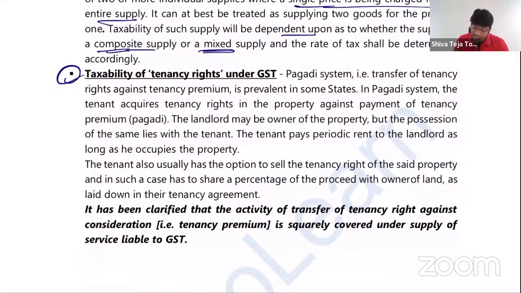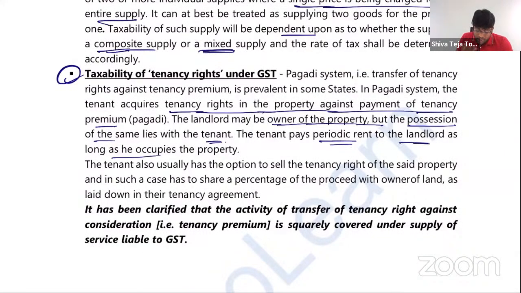Taxability of what rights? Tenancy rights. What is a tenancy right? A tenant acquires a tenancy right in the property against payment of a premium. The landlord may be the owner of the property, but the possession of the same lies with the tenant. The tenant will pay periodic rent to the landlord as long as he occupies the property. And the tenant also usually has the option to sell the tenancy right of the property, and in such a case has to share a percentage of the proceeds with the owner of the land as laid down in the agreement.